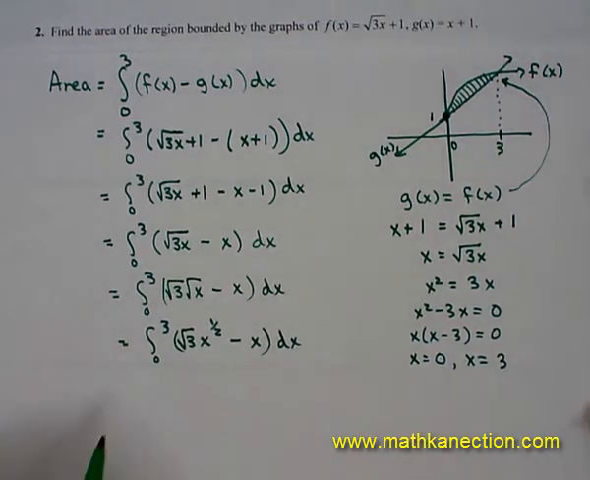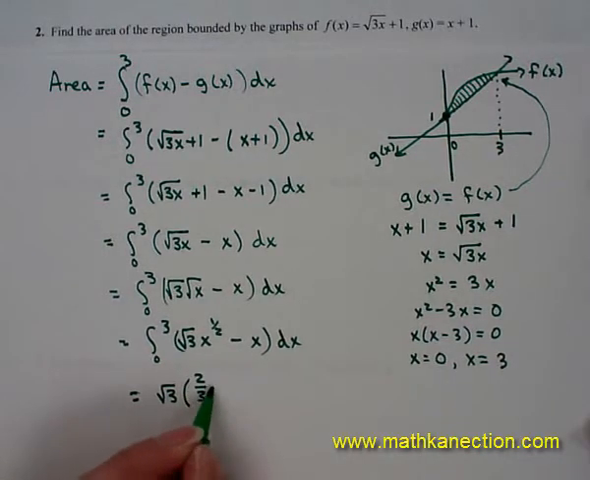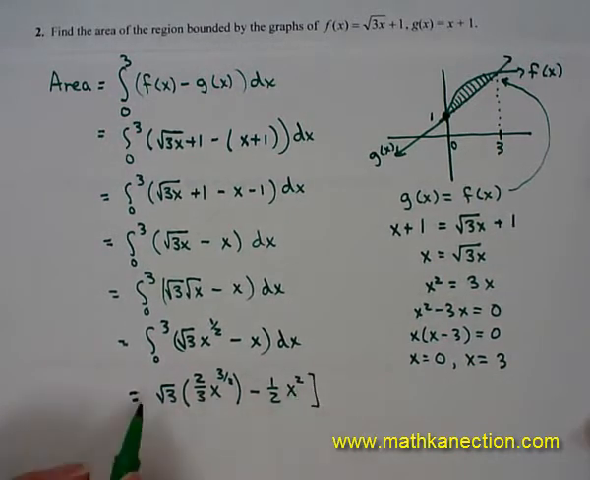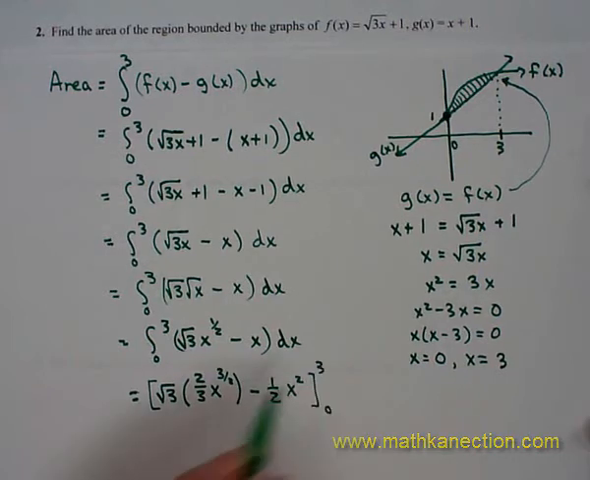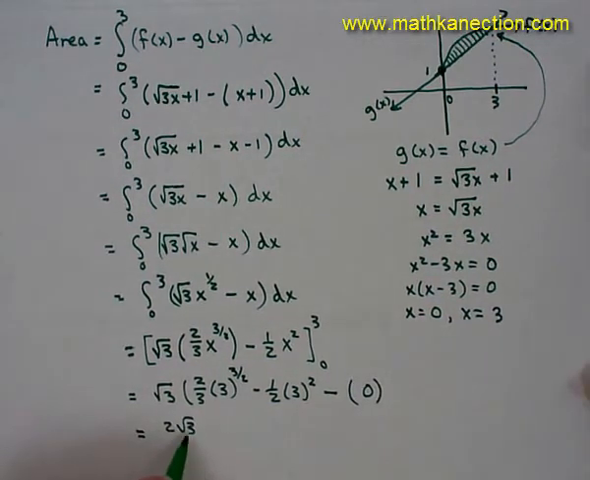Now we're ready to antiderive. So the antiderivative will be the square root of 3 times 2/3 x to the 3/2, minus 1/2 x squared from 0 to 3. Following the first fundamental theorem of calculus, substituting in 3, then subtracting substituting in 0 to get our solution.